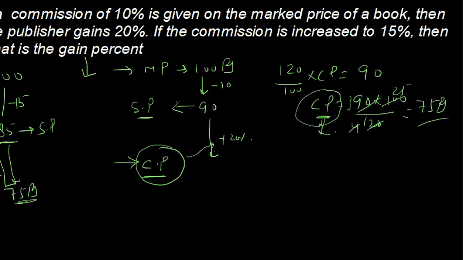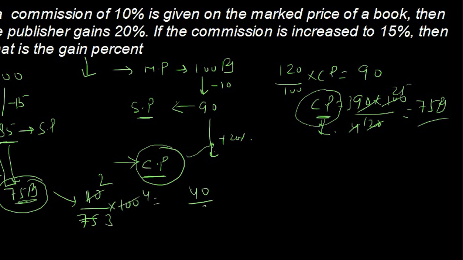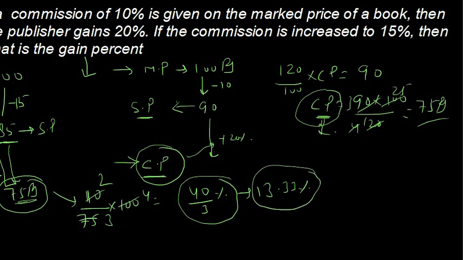So the profit is changed actually. Now the profit is only 10 rupees, and the cost price is 75. So that is 10 upon 75 into 100, which is 40 divided by 3 percent, or you can say 13.33%. Okay, so that is going to be your profit percent.